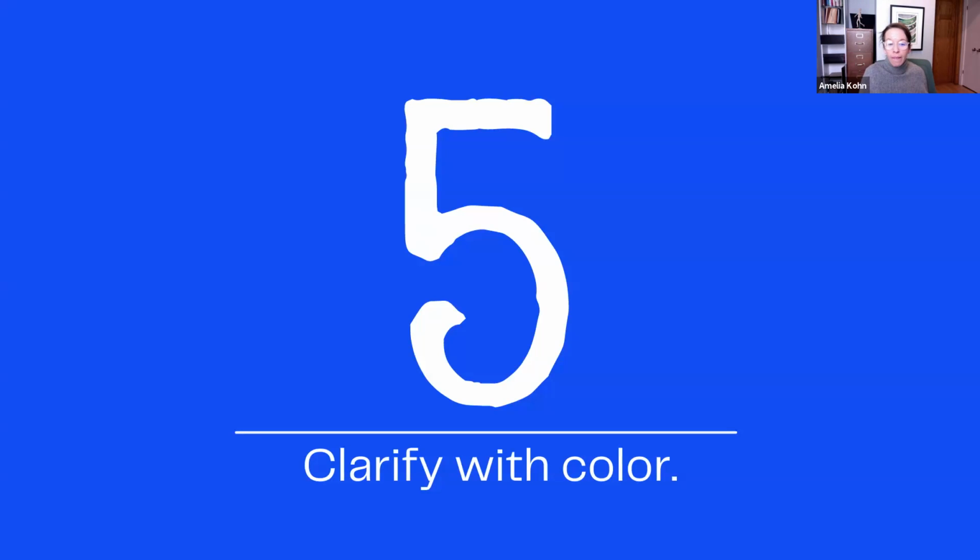Okay, clarify with color. This might be the suggestion that's broken the most. Don't use the same color for two different variables in charts that are side by side. Don't use the same color saturation for different magnitudes of the same data category. Don't use too many encodings on one dashboard.